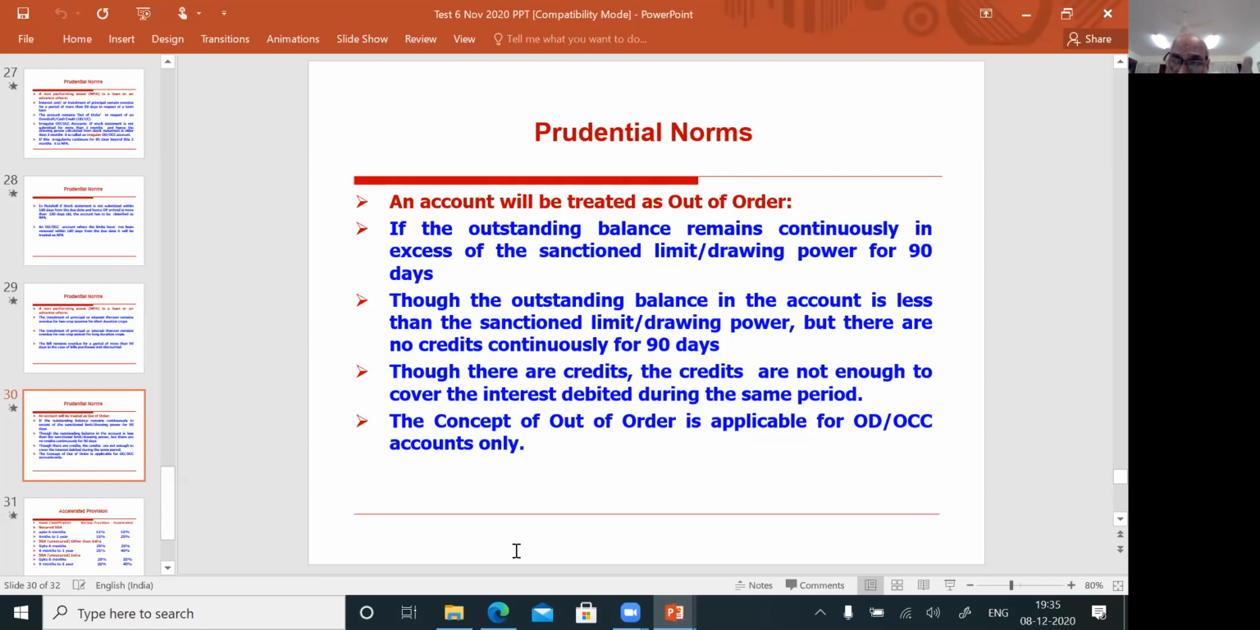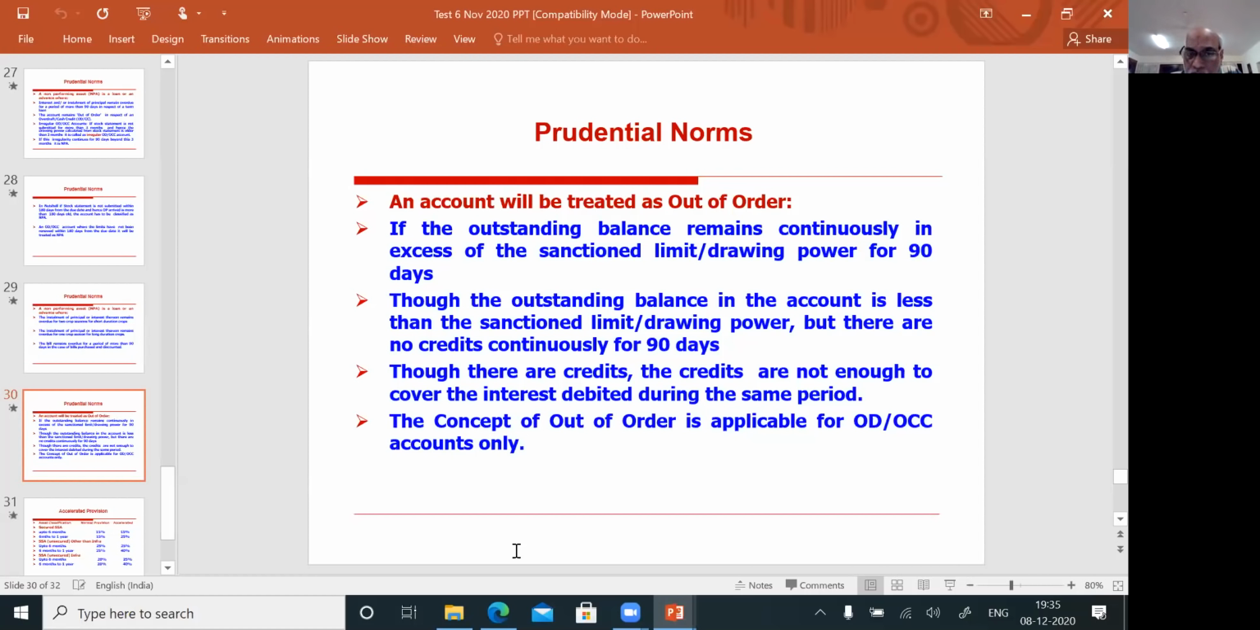Second, even though the liability is less than the limit or drawing power, if not even a single rupee credit comes into the account continuously for 90 days, it is also called an out of order account. Third point, there are credits, but the credits are not sufficient to cover the interest debited during those 3 months. So when an OD/OCC account experiences any one of these 3, the account will be classified as out of order.